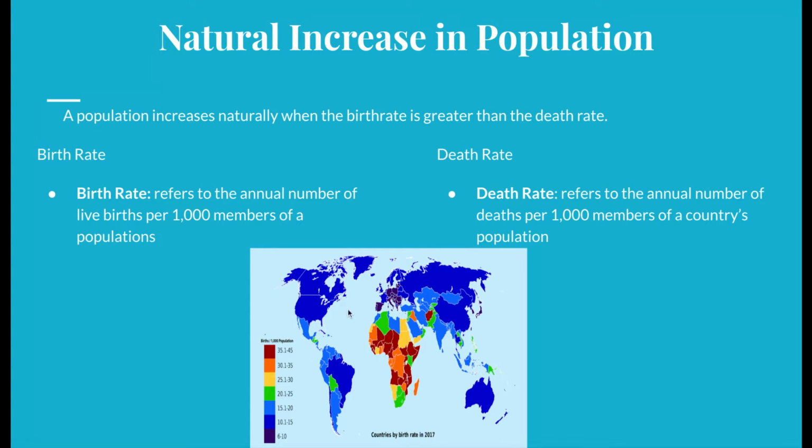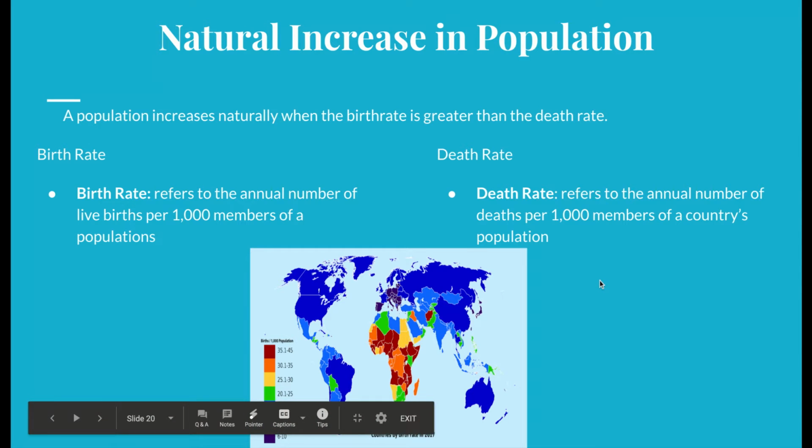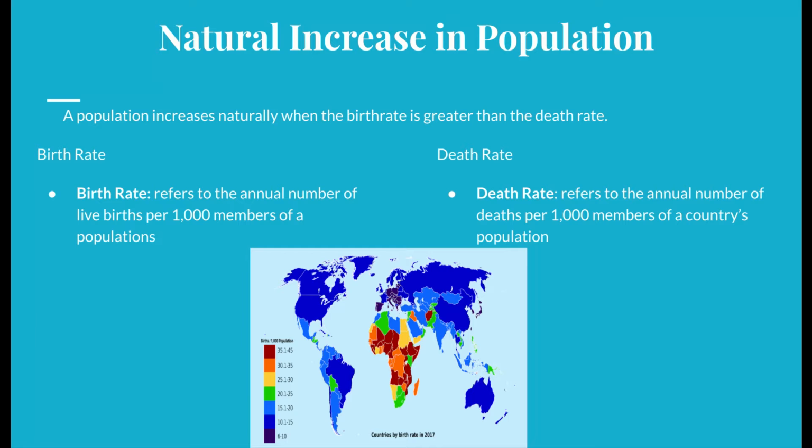By looking at the map below, you can see which countries have the highest birth rate and which ones have the lowest. The ones with the highest are red, which you can see there are certain African countries like Nigeria, Sudan, Ethiopia, and Kenya have growing populations. The ones that are the darker blue, like Spain and Germany, have the lowest birth rates.